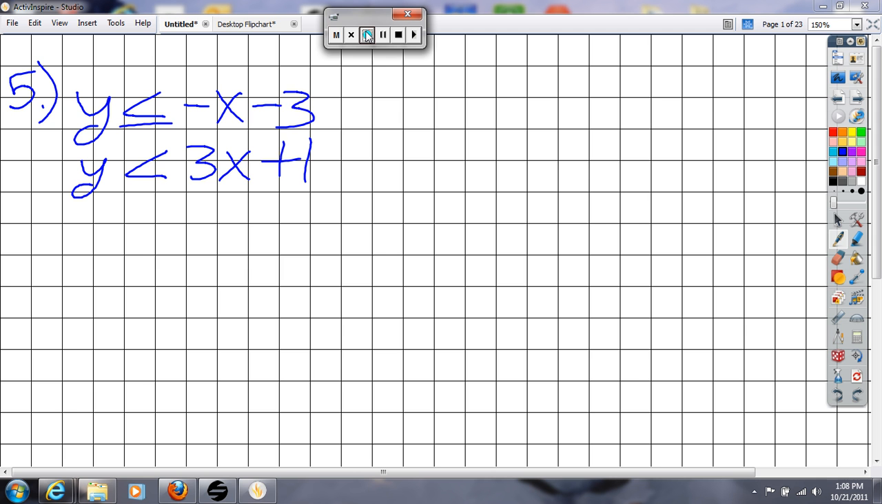Number 5, we have inequalities. And we do them the same way. We have y's by themselves here, so we're ready to graph. We need an xy starting point. So there's our origin. And we'll graph the top one.